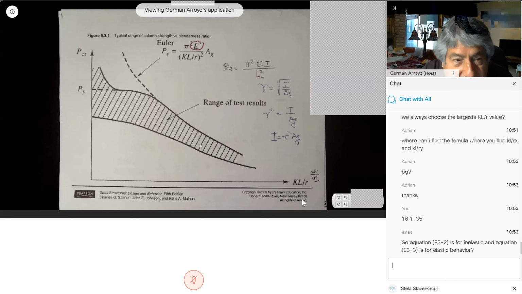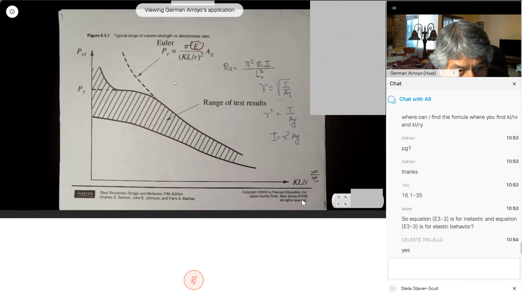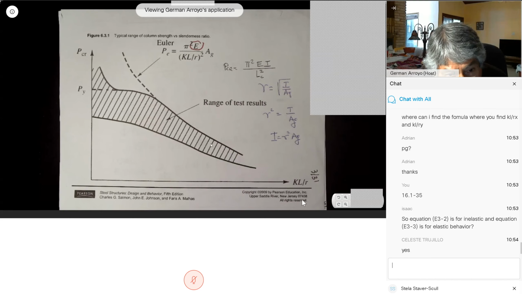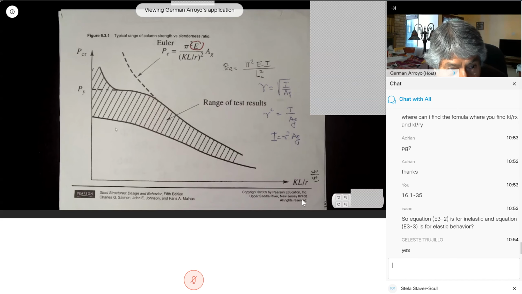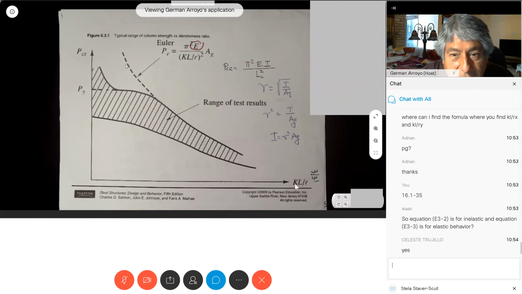Yes. The first equation gets to this point, and then the second, and the reason is that, like I mentioned yesterday, look, Euler was elastic, but Euler predicted for large values of the KL over R. Euler predicted this, very beautiful. Everything falls in here. But for smaller values, it failed. It failed because it was using the elastic model. It's no longer elastic. A portion of the cross section has become inelastic. A portion of the cross section already yielded. Thank you, Celeste. Any other question?